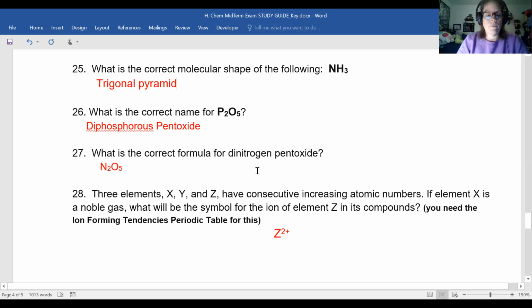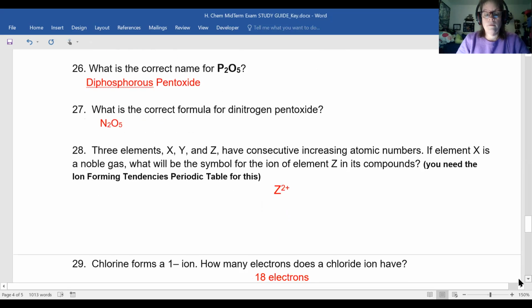27 wants you to give the formula for the name. So we have dinitrogen pentoxide. So di again means 2, but this time it's nitrogen. So you have 2 nitrogens, and then it's still oxide, so that's oxygen, and there's still 5 of those, so O5, N2O5 for that one.